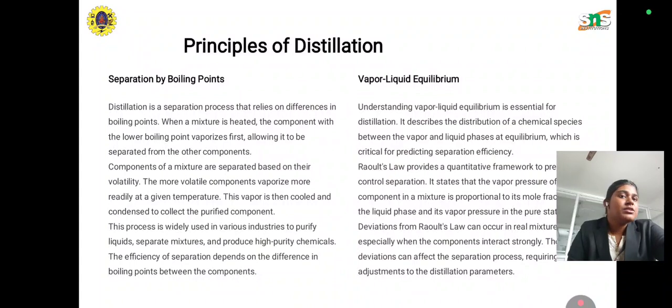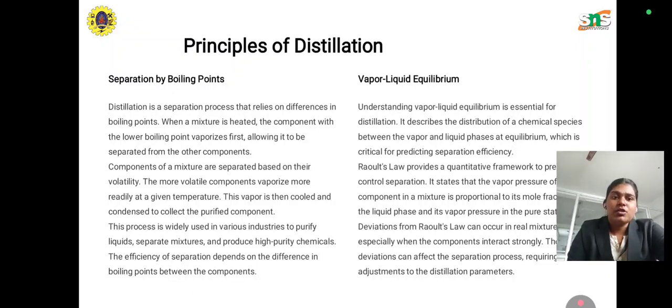So next, what is the principle of distillation? We will see how the distillation process works in an industry. First of all, separation by boiling points. Distillation is a separation technique that relies on the difference in boiling points. When a mixture is heated, the components with the lower boiling point vaporize first, allowing them to separate from the other components.